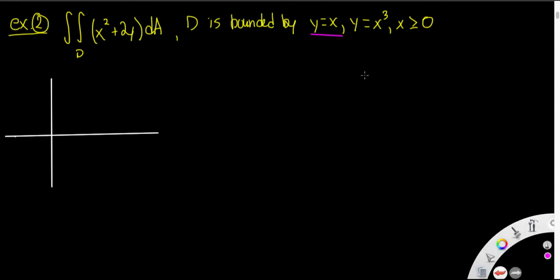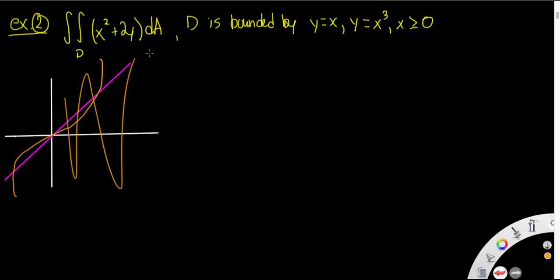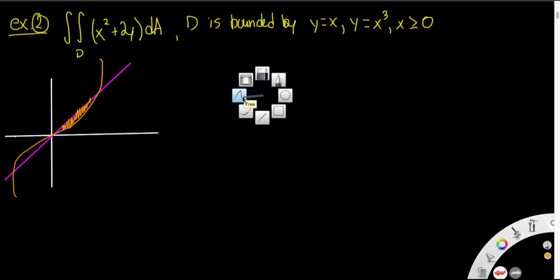Let's draw y equals x in pink here. Y equals x. And we'll draw y equals x cubed in orange here. I'm missing the origin. There we are. And x is greater than 0, so we'll just take all of this region here. And now the region that includes y equals x cubed and x greater than 0 is this little tiny region here.